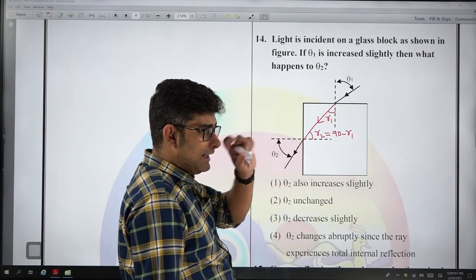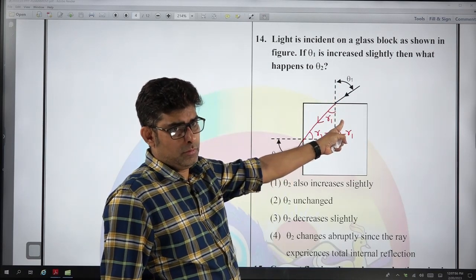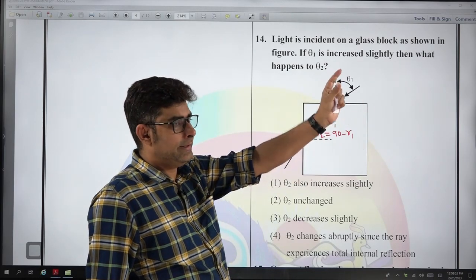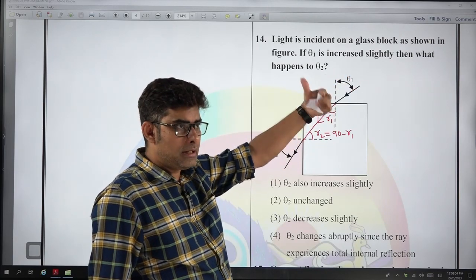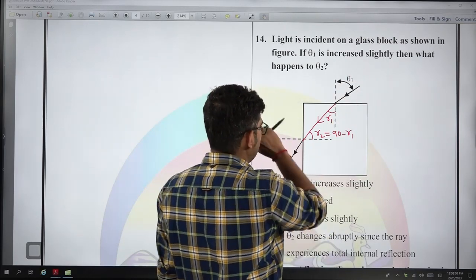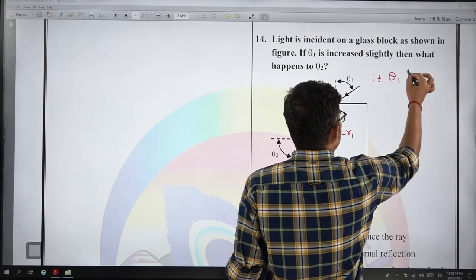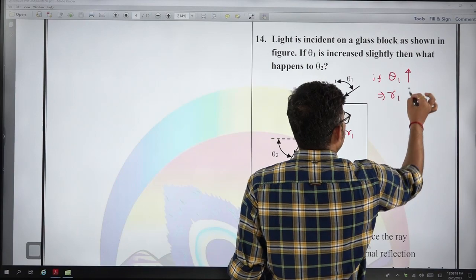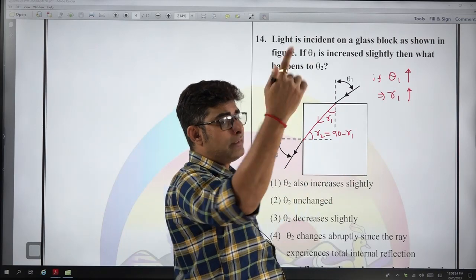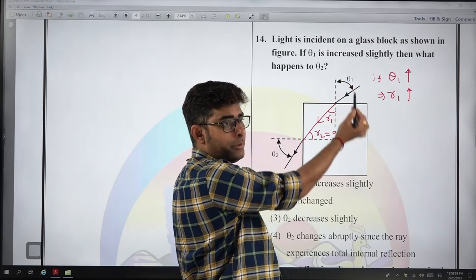Now by Snell's law we know that if I is more, then R will be more, because mu1 sin I is equals to mu2 sin R. So if I increases, sin I will increase, so R will also increase. If theta 1 is increased, then by Snell's law R1 will also increase, because both are sine functions. Sine of angle increases with angle. More the angle, more the value of sine. So theta 1 increases, R1 will also keep on increasing.